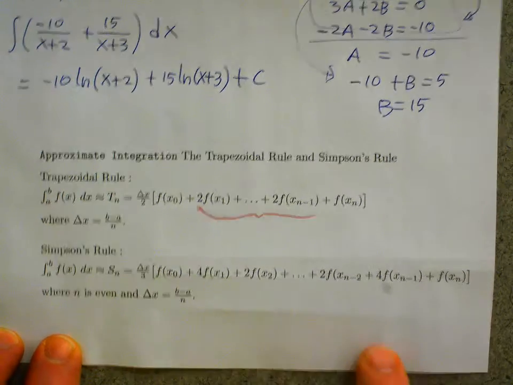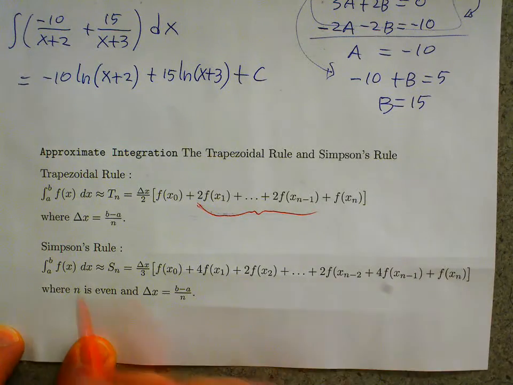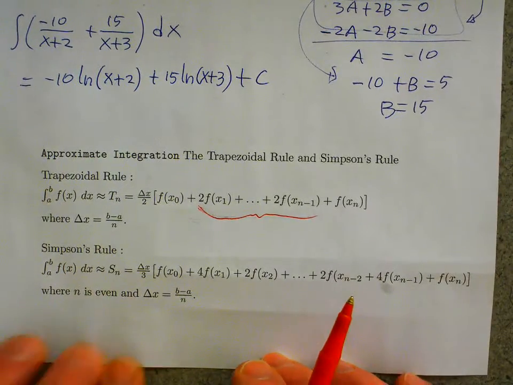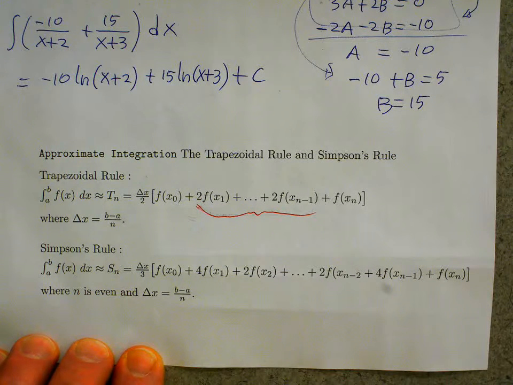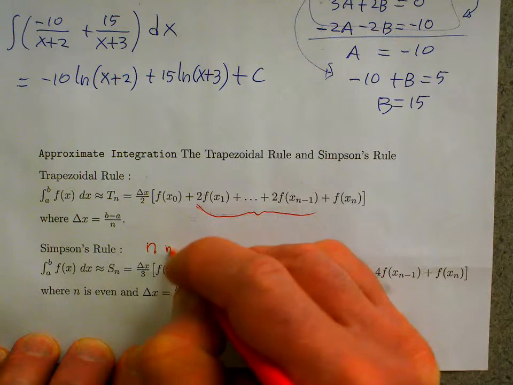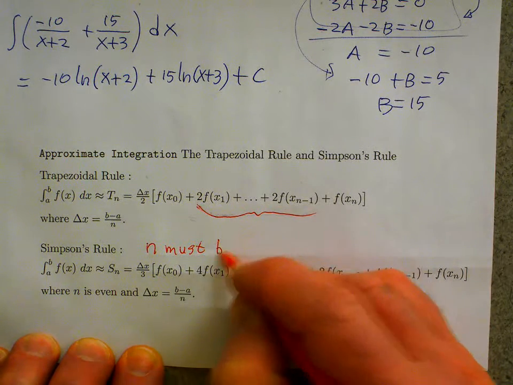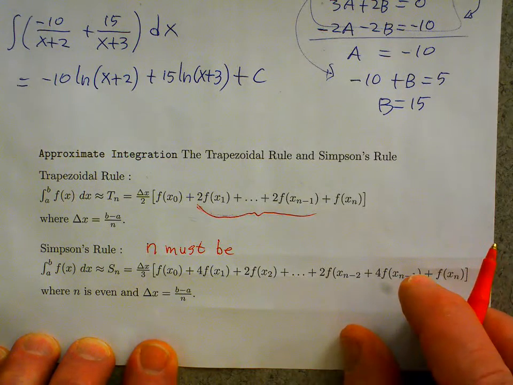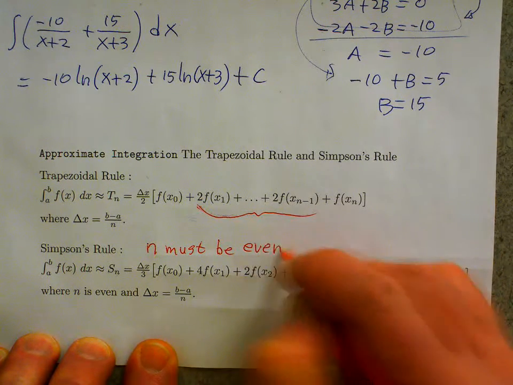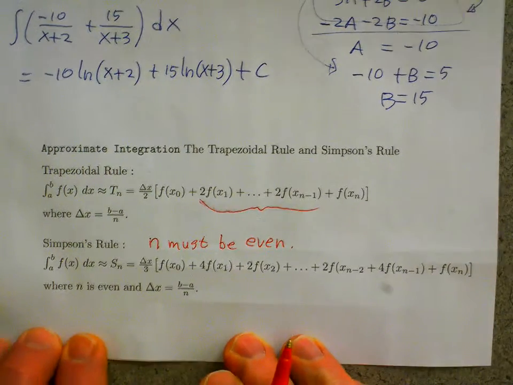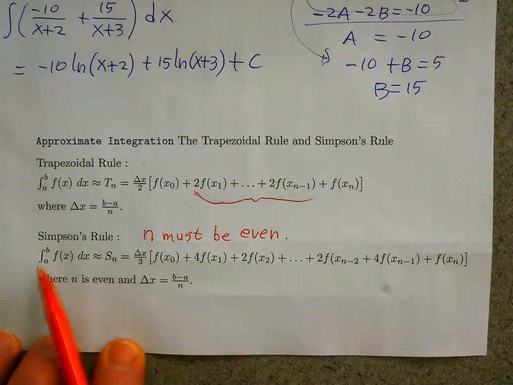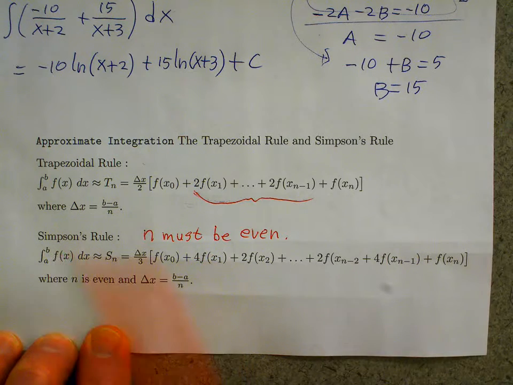For Simpson's rule, what do you remember about the number n when we use Simpson's rule? Yeah, it has to be even. So remember that, n must be even if we're going to use Simpson's rule to approximate a definite integral. And Simpson's rule gives you a better approximation than all of the other methods in general.